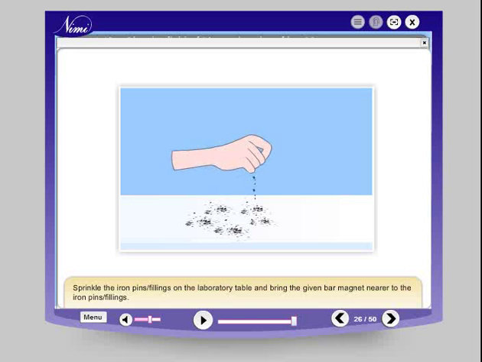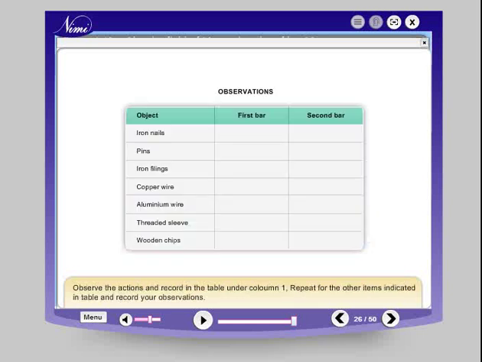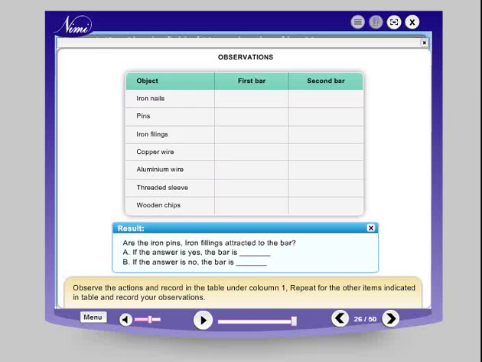Sprinkle the iron pins or fillings on the laboratory table and bring the given bar magnet nearer to the iron pins or fillings. Observe the actions and record in the table under column 1. Repeat for the other items indicated in table and record your observations.